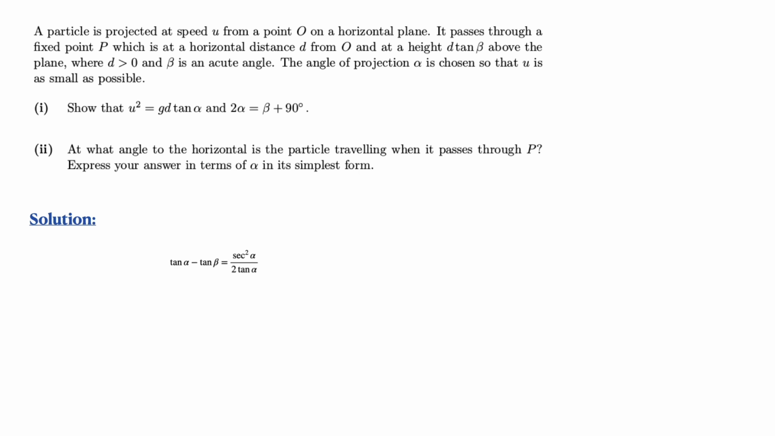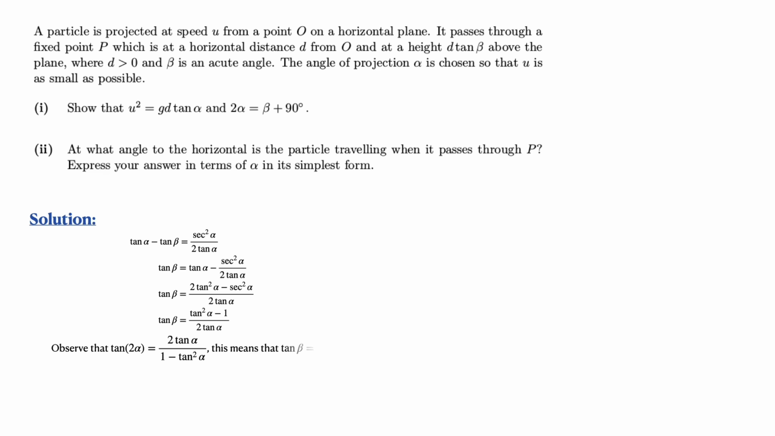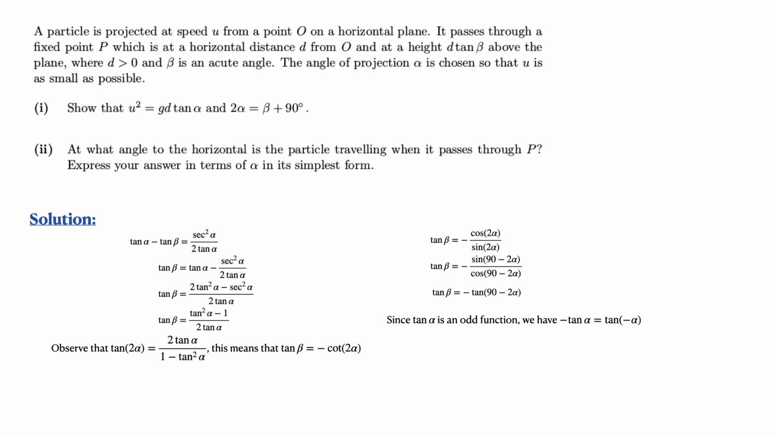We continue with the expression for tan alpha minus tan beta. Rearranging and simplifying gives tan beta equals tan squared alpha minus 1 all over 2 tan alpha. Notice that this is nearly identical to the reciprocal of tan 2 alpha. In fact, tan beta is the negative of cot 2 alpha. Expand cotangent and consider the complementary angle. We have tan beta equals minus tan of 90 degrees minus 2 alpha. Since tangent is an odd function, this means that minus tan x is equal to tan of minus x.